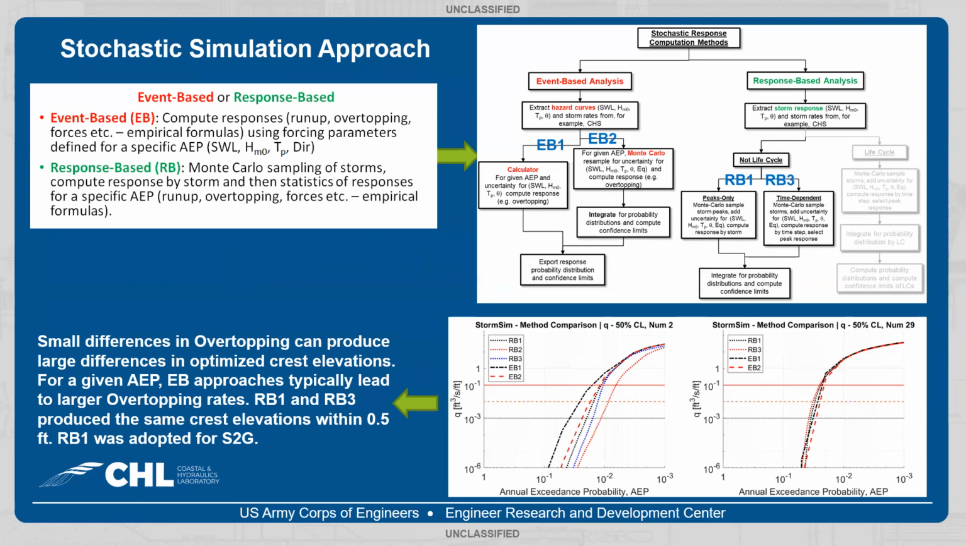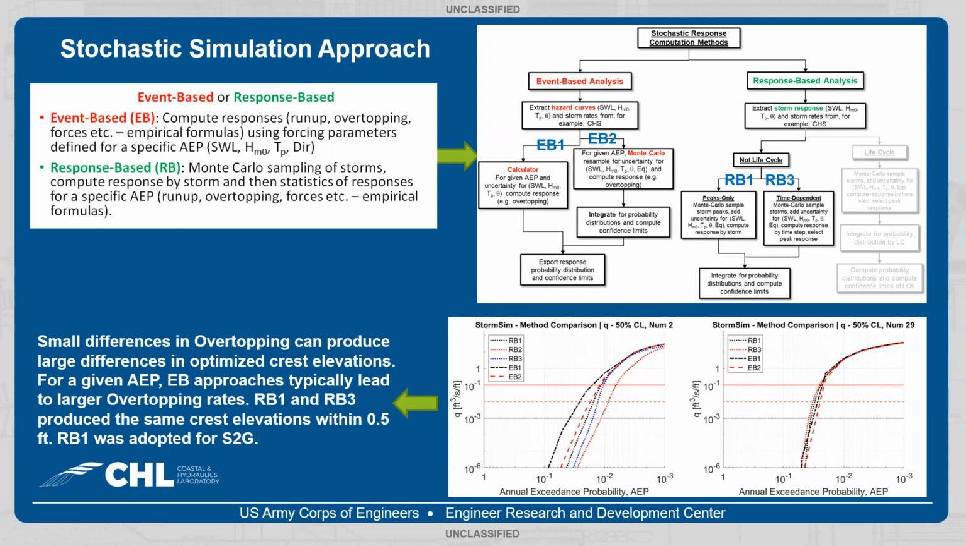Up on the top right, I listed different methods in a flow chart: EB1, EB2, RB1, RB3. There was an RB2, but I won't talk about that today. EB1 is the event-based simple method where you take, for example, the 100-year wave height and water level and plug those into your overtopping equation and you get a single valued response. You can do it in a spreadsheet, very simple.